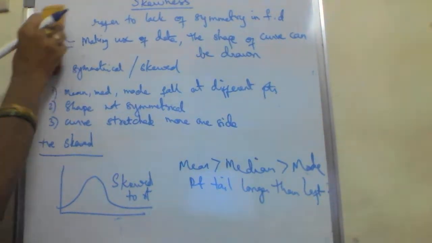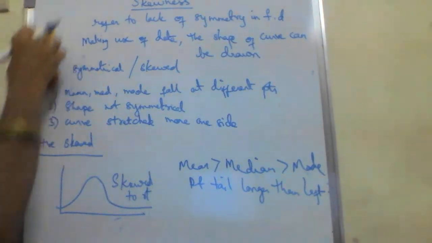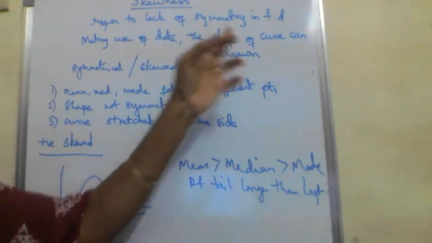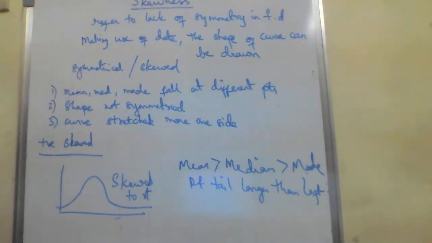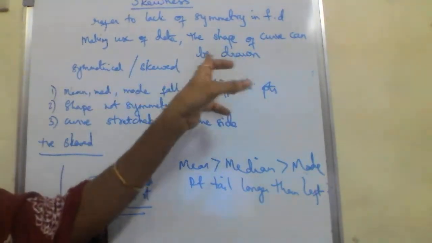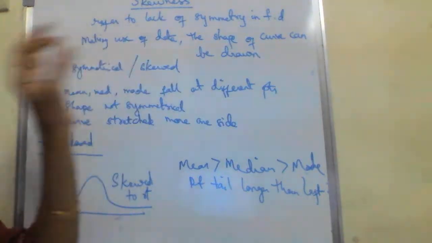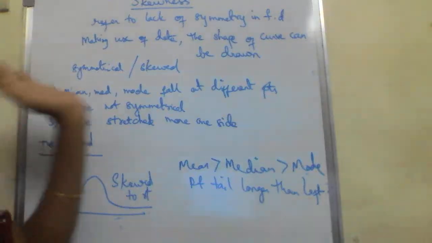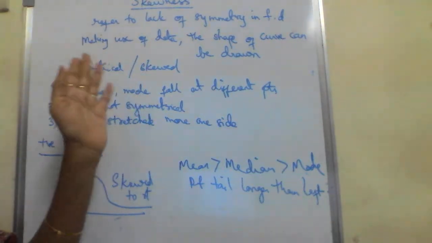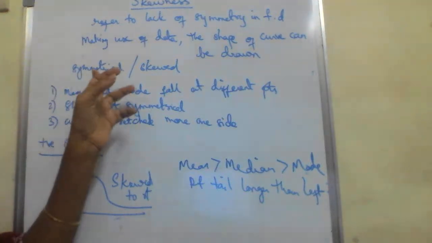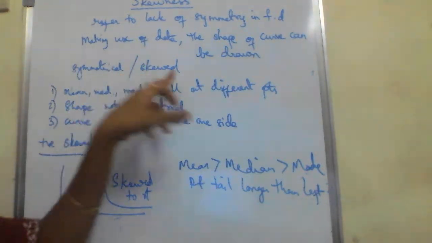So opposite of this symmetric is skewed. So skewness refers to lack of symmetry in the frequency distribution. If the curve is not symmetric, you call it as skewed. So making use of data, the shape of the curve can be drawn. So whatever data is given, if you draw a curve for the data, then the curve will be either symmetric or skewed.